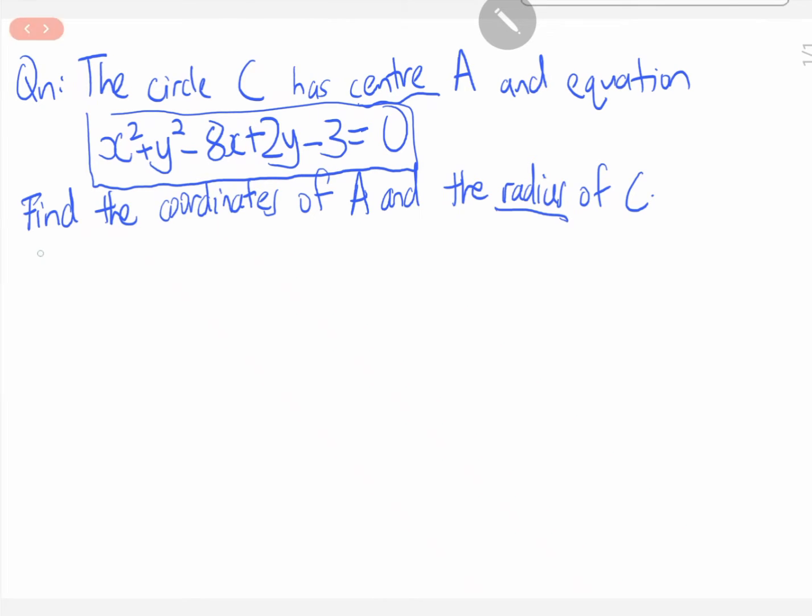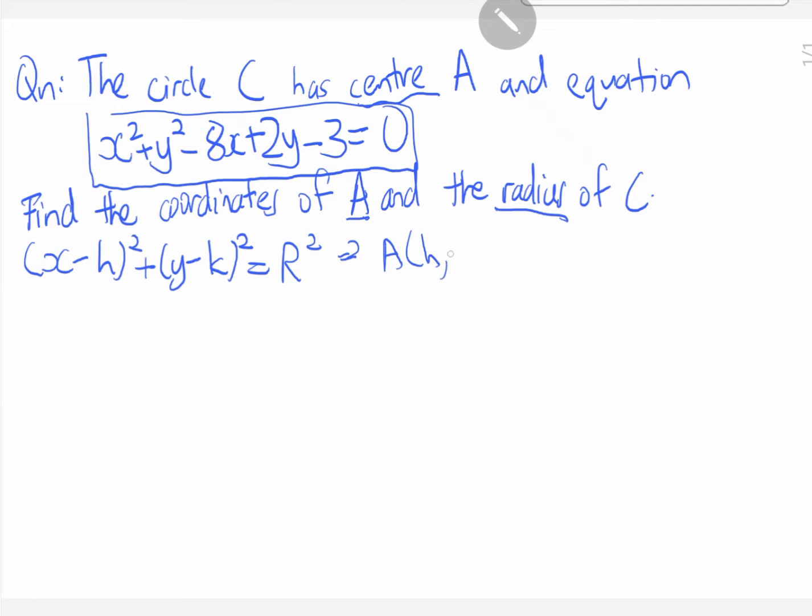So the standard form will be in the form of (x minus h) squared plus (y minus k) squared equals r squared. Here our center coordinate is (h, k) and the radius is r. So this will be our standard form we will have to express from here. So now let's get started.